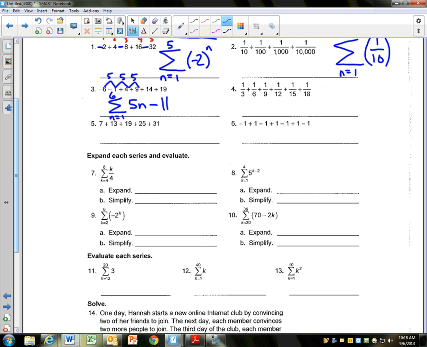Okay? So look at the second one. 5 times 2 is 10, minus 11 is negative 1, so on and so forth. I would like you to see if you can figure out, and you know, if you don't like 4, try 5. If you don't like 5, try 6. See if you could go ahead and write summation notation for 4, 5, and 6. Go ahead.